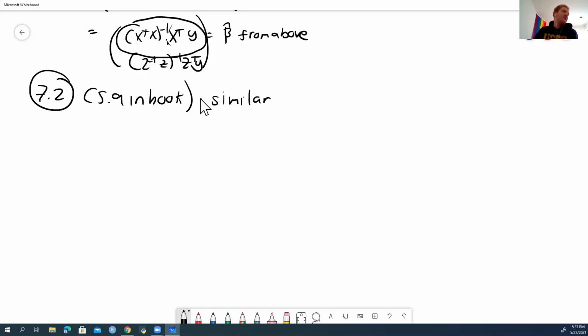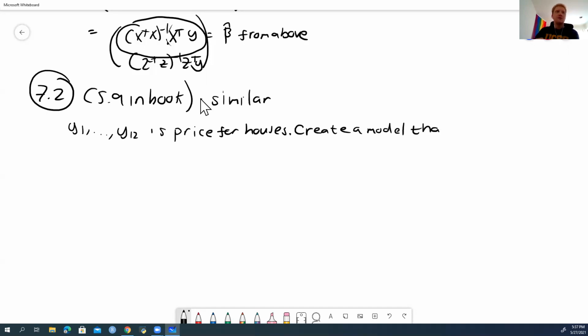So let's say you have some sort of price for houses, over time. So Y1 through Y12 is the price for houses. Now, they want you to create a model that uses T as a predictor in some way.